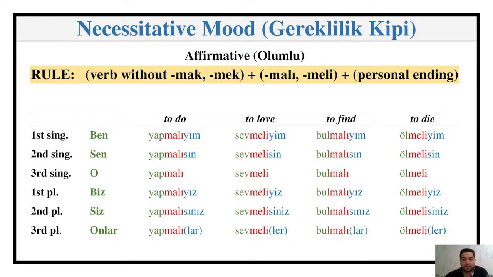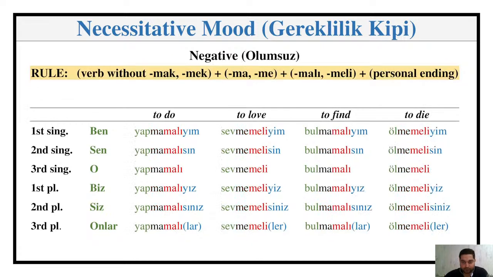Okay, so this is basically the affirmative case, and we only have to think about what the last vowel in the root is, whether it's a hard vowel or a soft vowel. You have two examples here for hard vowels and two examples for soft vowels. So let's now look at the negative form, the negative form of the necessitative mood.